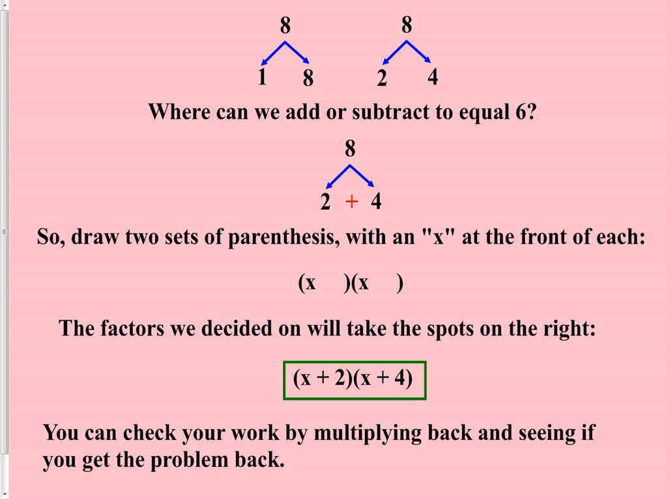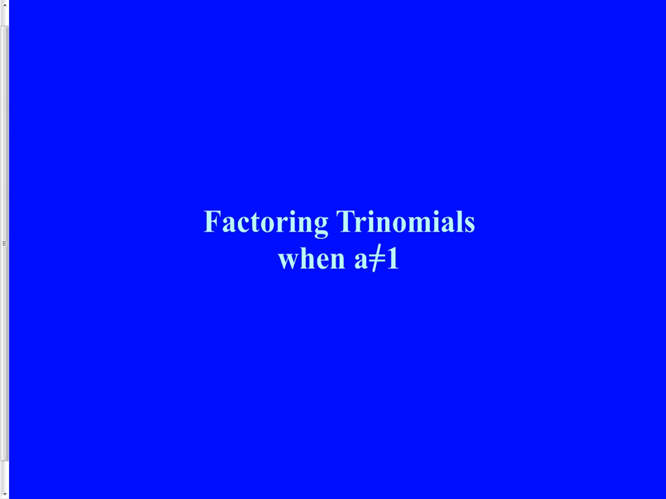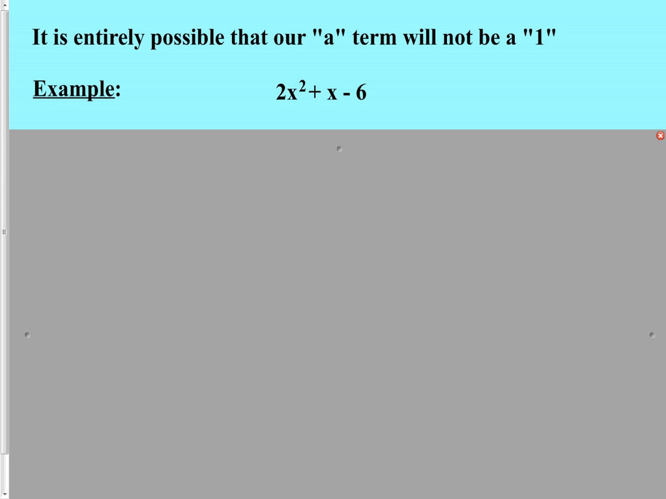Okay, and as always, you may multiply those binomials back together to see if you get your problem back as a way of checking it. Okay, so that's the A times C method. And that was when A is equal to 1. But what happens if A is not equal to 1? Well, it doesn't change the strategy or anything.